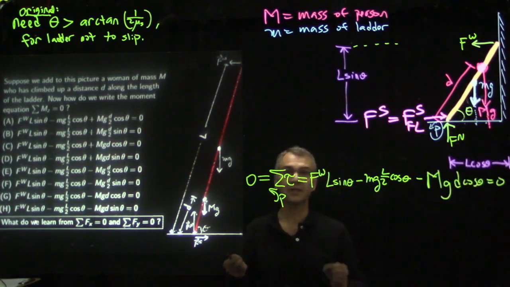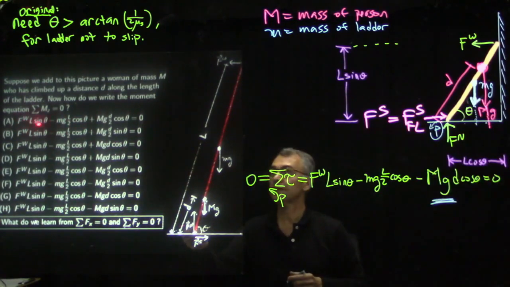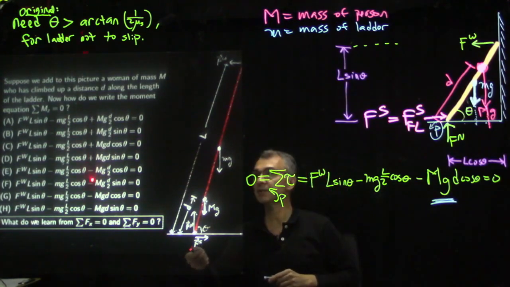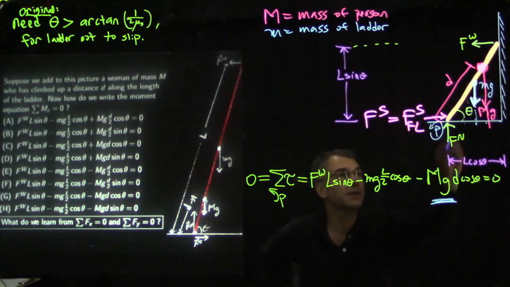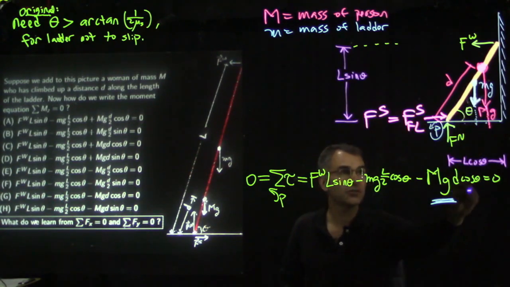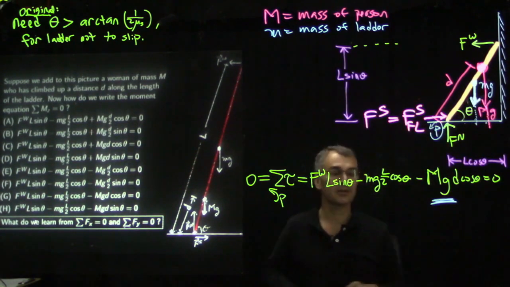Let's see which one of these seems to agree with this. F wall L sine theta minus mg L over 2 cosine theta. They all seem to start that way. And then we want minus big M G d cosine theta. So I think I like G, golf. I think that makes sense because the vertical force was big M times G, and then the horizontal distance to go with that vertical force was d cosine theta, where d is how far up the ladder she has climbed diagonally.